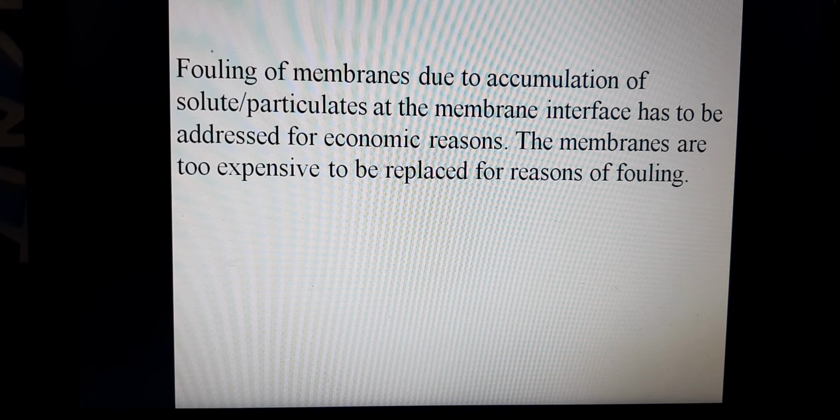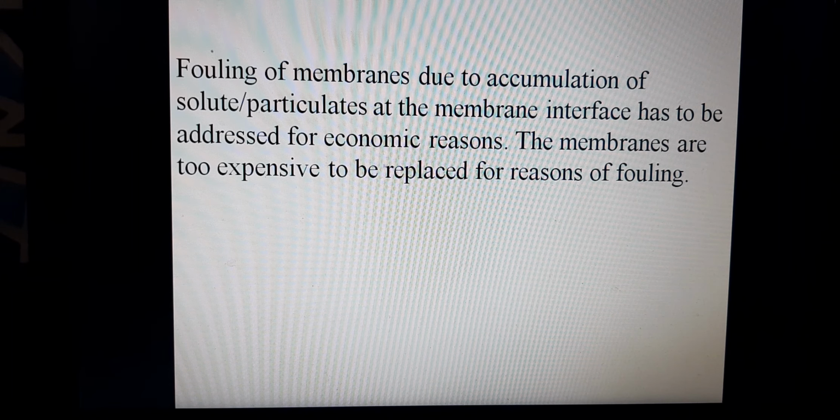If you see the fouling of membranes, it is due to the accumulation of solute particles. As we know, these solute particles are mostly in the form of organic solids. When they stick on the membranes for many days, they form fouling of the membranes, and they create problems for purification.